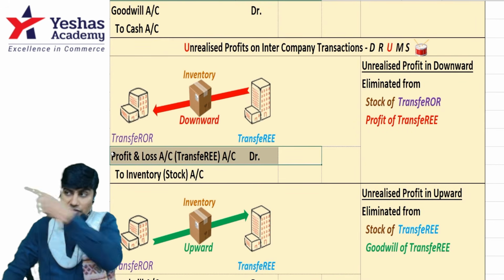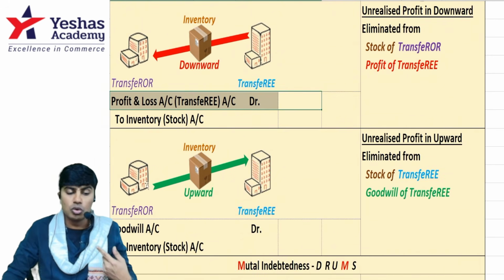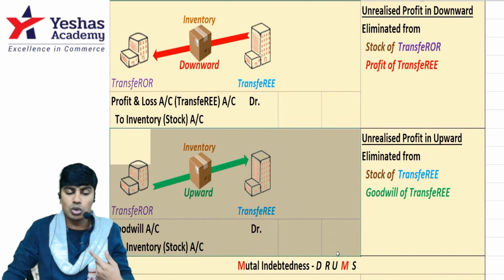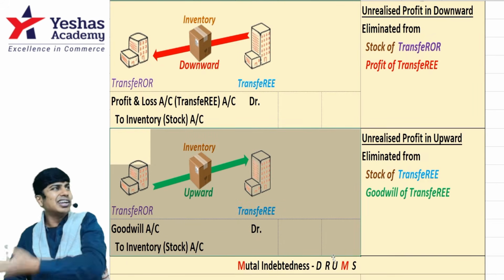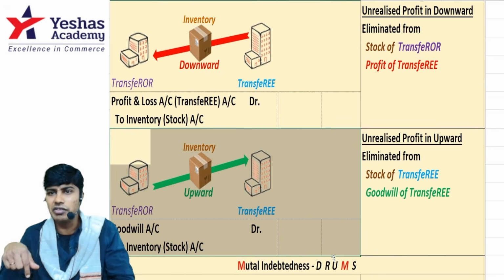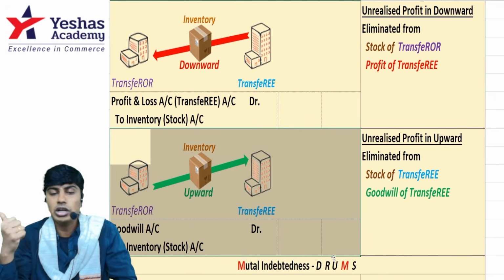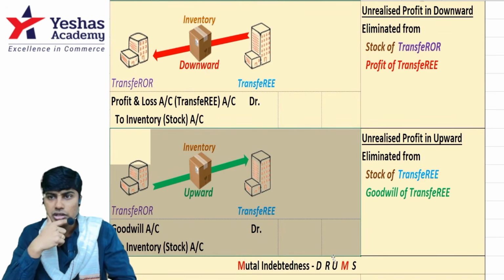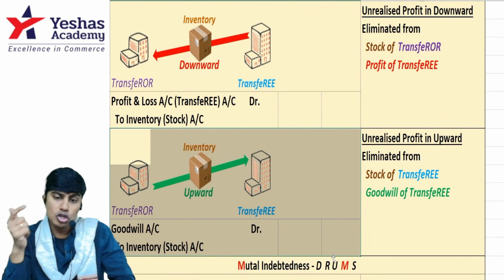If it is upward, if the small company, the transferor company, has sold goods to me, then I will not get any value from them, but I'll still reduce my inventory. That will be debited to goodwill. Goodwill account debit to inventory. D, R, U, over.